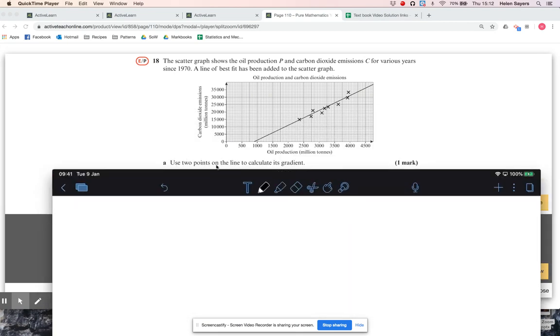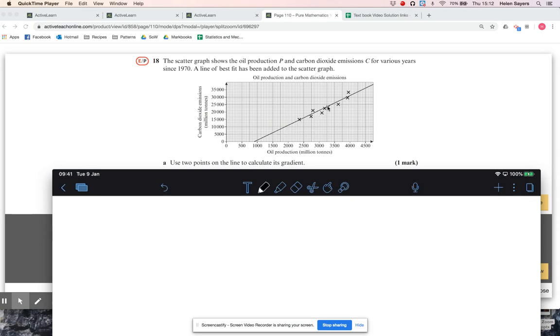Okay, so use 2 points on the line to calculate its gradient. Obviously this is the line of best fit. It's not going through all these coordinates, so you don't need to find 2 of the crosses. It's this straight line that we're looking at. The only reason the crosses are relevant is that they tell us how good a line of best fit this is.